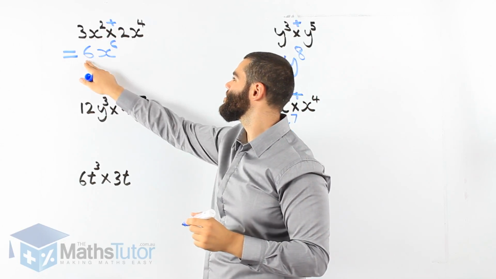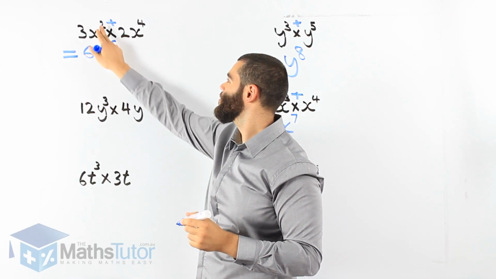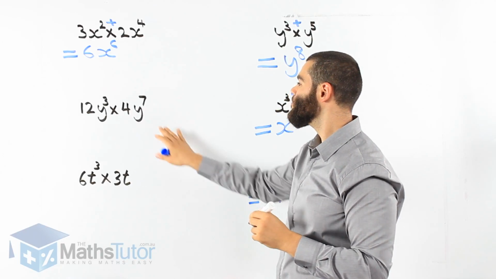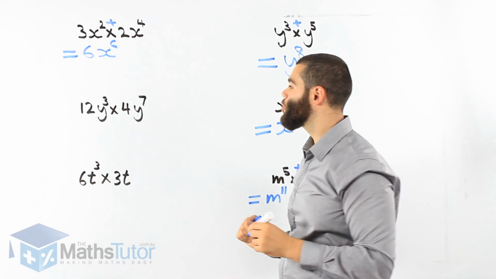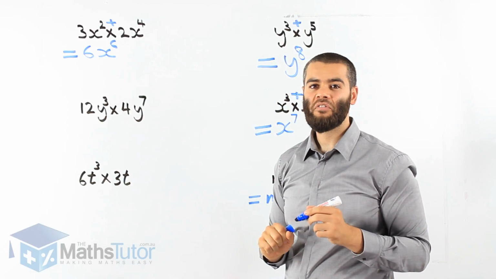3 times 2 is 6. Same base, x and x. So we write our x, we add the indices. 2 plus 4 is 6. Then we have another one. 12y to the power of 3 times 4y to the power of 7.